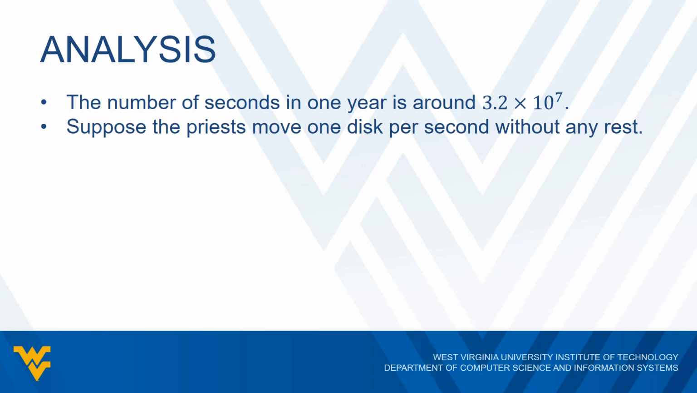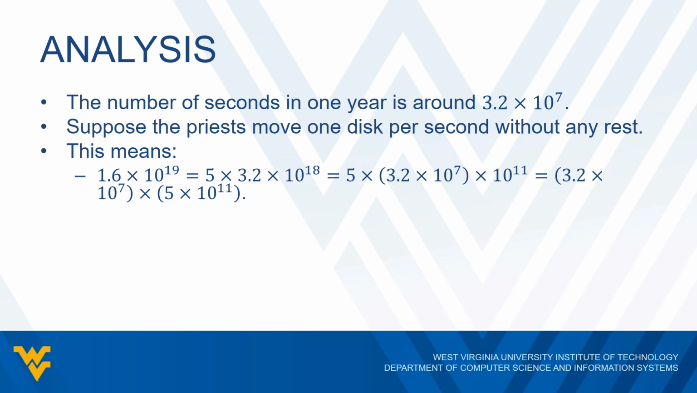So what does that give us? Well, what this means is we have 1.6 times 10 to the 19 moves. So we're assuming one move per second. So that also means we have 1.6 times 10 to the 19 seconds. But what does that come out to be? Well, we can break this up a little bit. This gives us 5 times 3.2 times 10 to the 18. And then we'll factor out the 10.